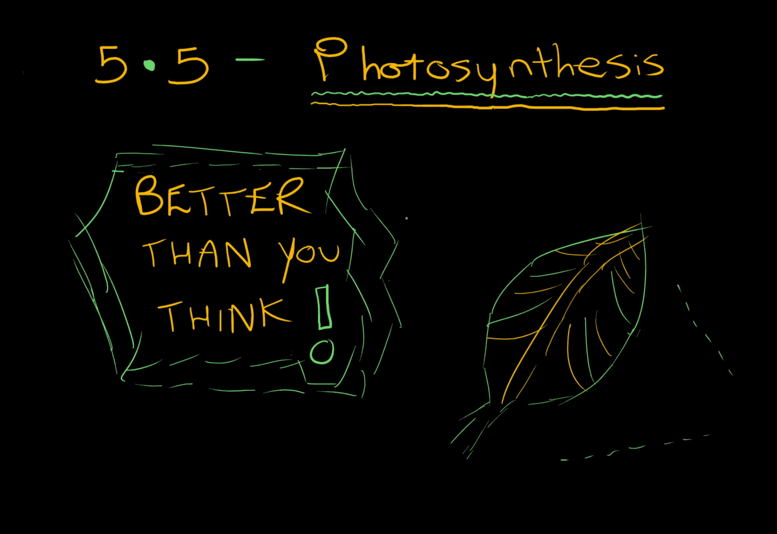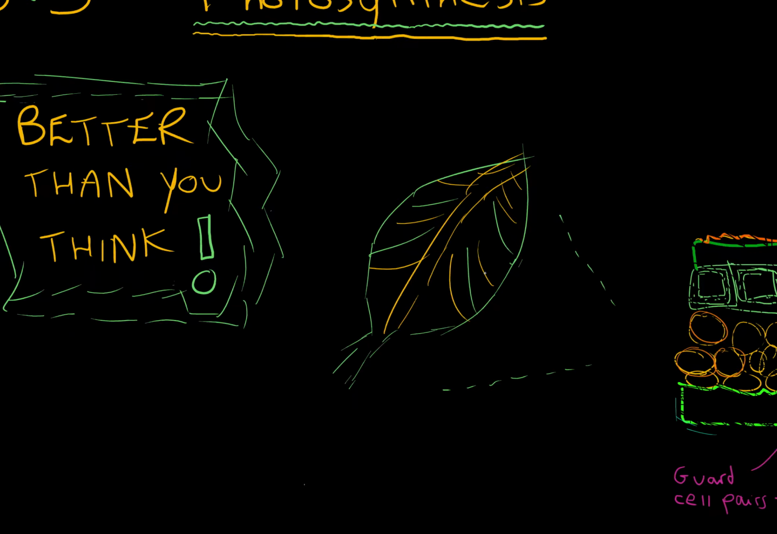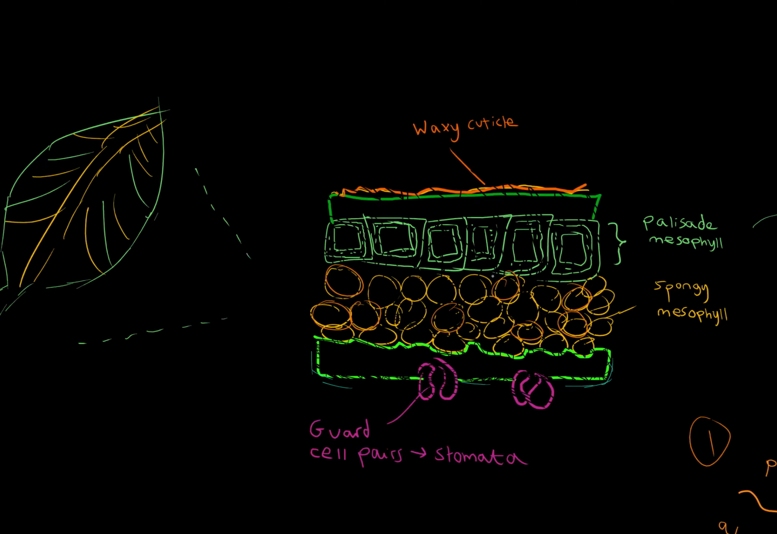So, photosynthesis, this module is better than what you think. It's better than probably what you remember, if you've already been taught this, because there's quite a lot of monotonous, tedious explanations and diagrams. But I promise that I'll try to make this as clear and concise as possible. So here we've got a leaf, and if you zoom in on the cross section of a leaf, this is what you will see.